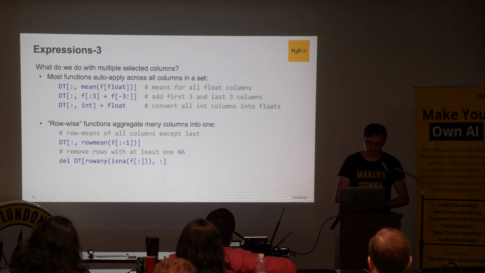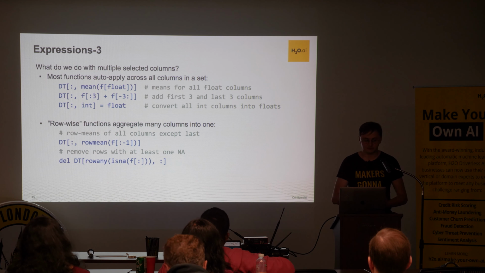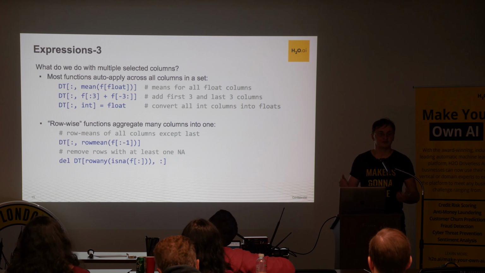The second expression, we first select f[:3], which selects the first three columns. f[-3:] is the last three columns. So basically, we're just saying give me the first and the last three columns of the frame.